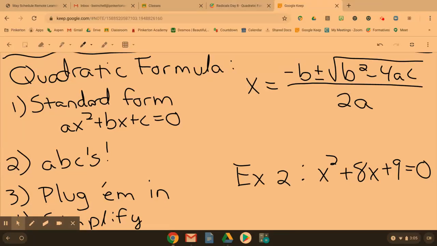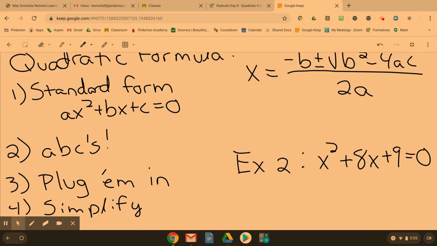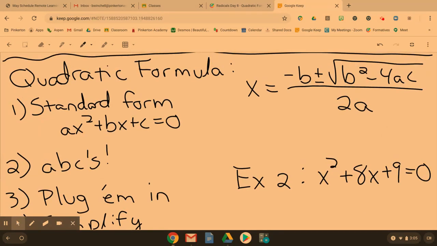Hello again. This is going to be the second video for the quadratic formula. In this example, I'm going to use the same procedure, but now my answer is going to be a set of two irrational roots. So just as a refresher, I have the quadratic formula here, which is x equals negative b plus or minus the square root of b squared minus 4ac, all being divided by 2a.